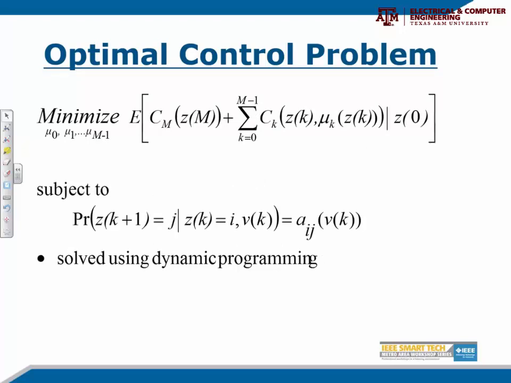So your problem becomes: minimize this cost function subject to the state transition equation. The probability that z k plus 1 equals j, conditioned on z k equal to i and nu k, is a ij of nu k. So this is the transition probability matrix. This problem can be solved using dynamic programming and its variants, and it's very computationally intensive.